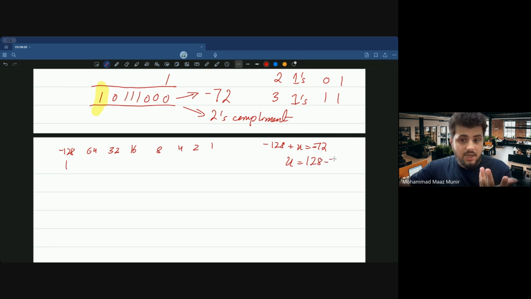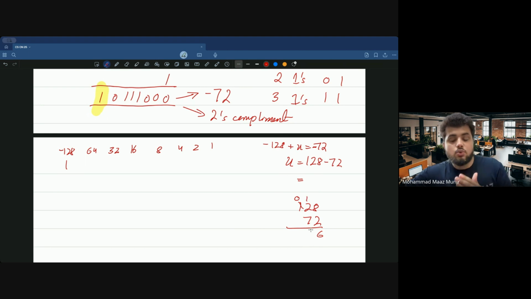So 128 minus 72. Quickly do the mental math or just solve it like this. 128 minus 72. 8 minus 2 is what? It's 6. Then 12 minus 7 is basically what? It's 5, right? But if I do it the way we were taught, we don't have 2 minus 7. We can't do it, right? So we take a carry. This is going to become a 1 and this is 12. So 12 minus 7 is what? You do it like 7, 8, 9, 10, 11, 12.